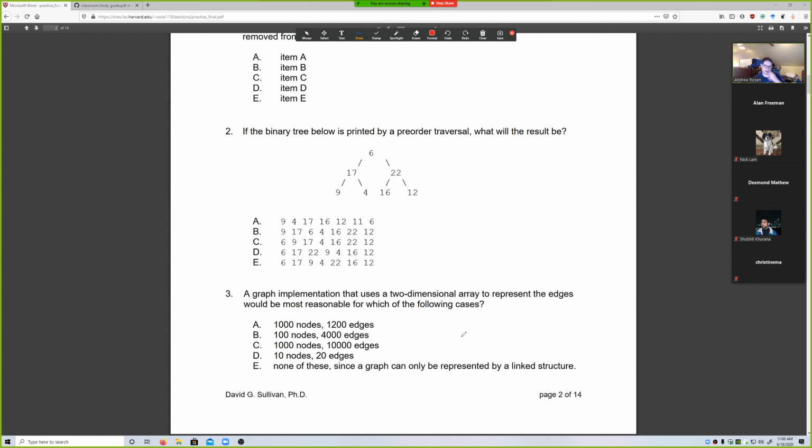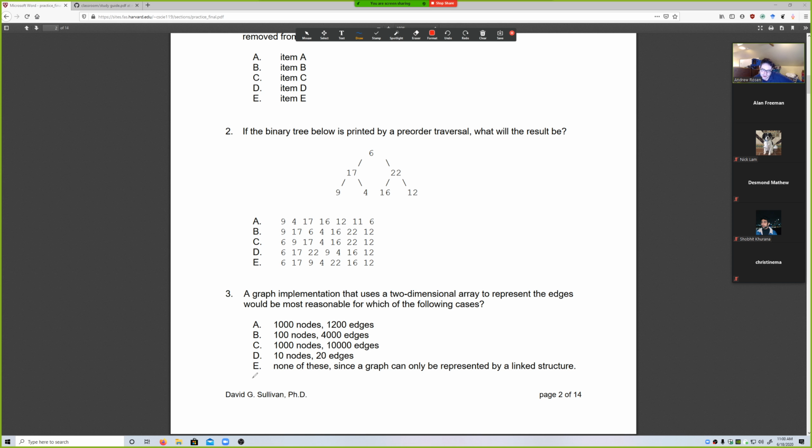All right. A graph implementation that uses a 2D array to represent the edges would be most reasonable in which of the following cases? 1,000 nodes, 12,000 edges; 100 nodes versus 4,000 edges; 1,000 nodes, 10,000 edges; 10 nodes, 20 edges; and none of these, since a graph can be represented only by a linked structure. So, first off, is E correct?